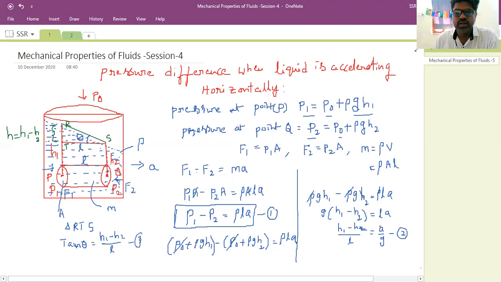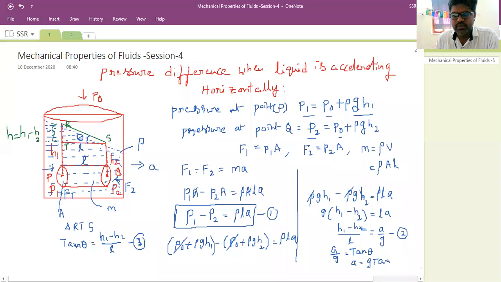Then observe equations 2 and 3. From equations 2 and 3, you can write a by g is equal to tan theta, where theta is the angle made by the inclination, that means the inclined plane, from the horizontal. Then acceleration a is equal to g tan theta.